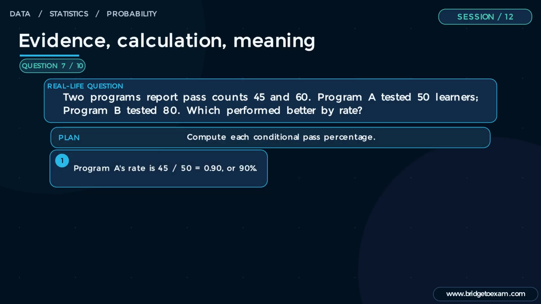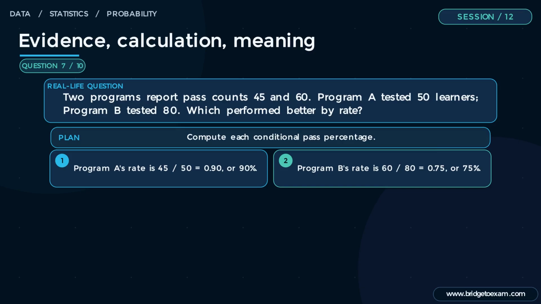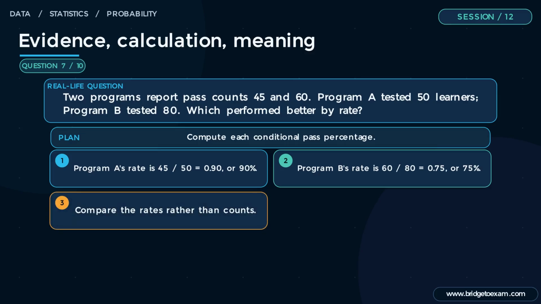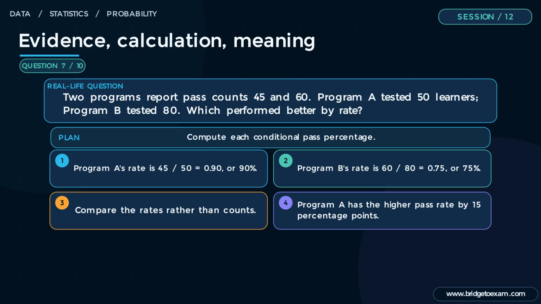Step 1. Program A's rate is 45 divided by 50 equals 0.90 or 90%. Step 2. Program B's rate is 60 divided by 80 equals 0.75 or 75%. Step 3. Compare the rates rather than counts. Step 4. Program A has the higher pass rate by 15 percentage points.